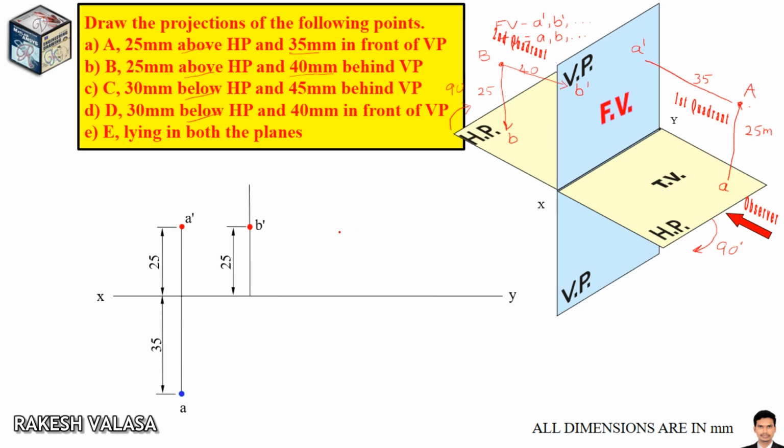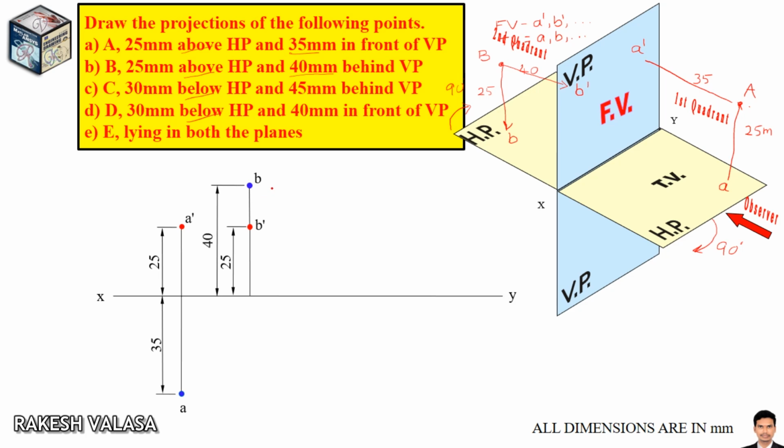Please always, dear students, please remember, you can take the distance from this XY, not from B dash. Some students are taking the distance from B dash. That is wrong. Always take the distance from the XY line. So this is the top view point B. Give the dimension 40. This is regarding the second quadrant.